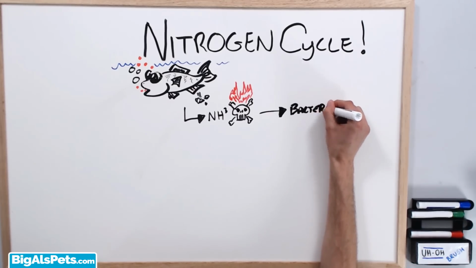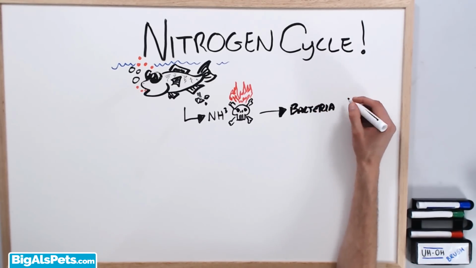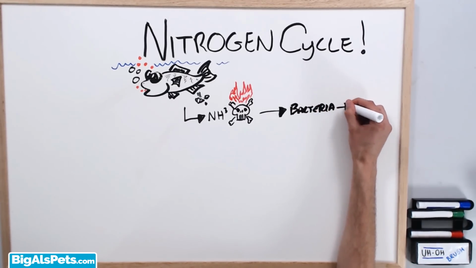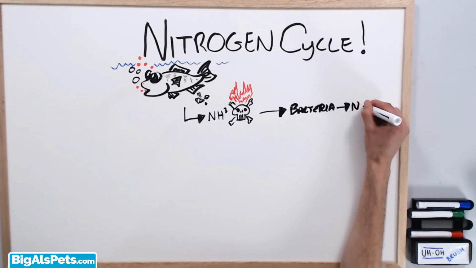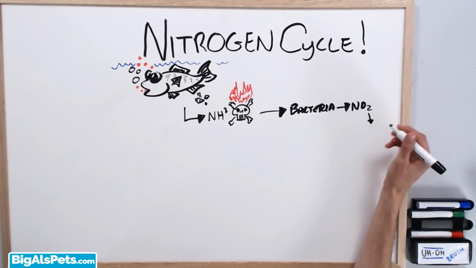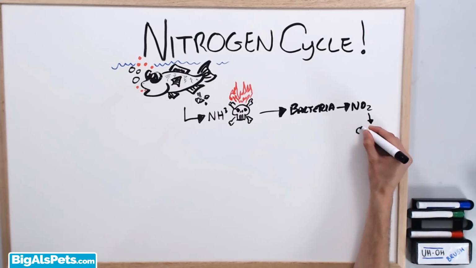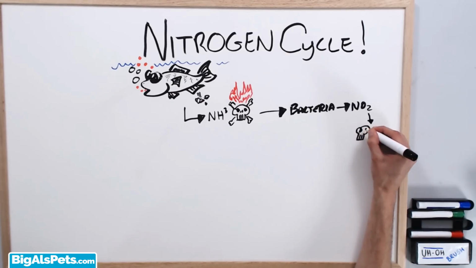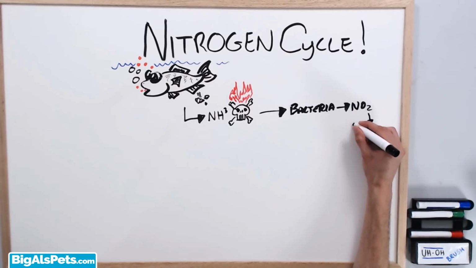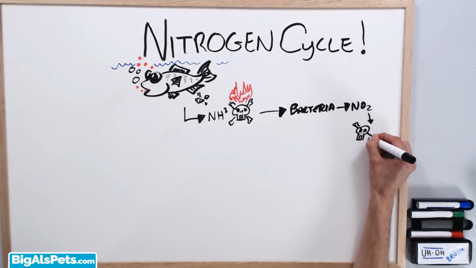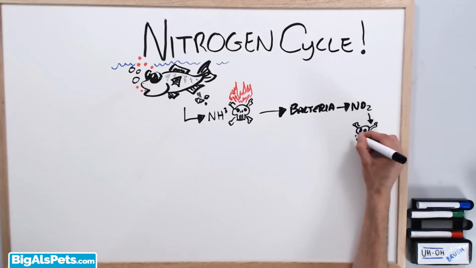They're going to consume that ammonia, and the very first thing they're going to turn it into is nitrite, also known as NO2. Now, nitrite is almost as bad as ammonia. It's basically going to cause the same problems. It's toxic, it's caustic, so it is going to make your fish very uncomfortable, unhappy, and once again, it can kill them.